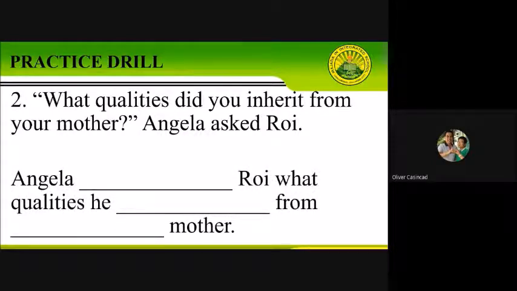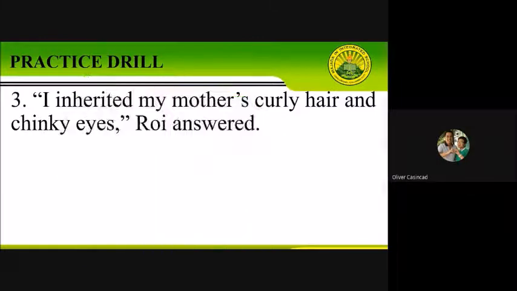Next, number 2. So this is the indirect speech. You lack 3 important pieces of information. So you have there, the first one is asked Roy what qualities he, when you say did inherit, had inherited. From did inherit, which is past tense, to past perfect had inherited from. Are you going to say from your mother? No, but from his, because Roy is a male.